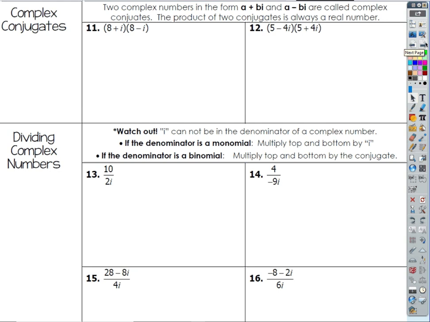Okay, so moving on for today then. That was good to go through a hard problem like that. The big topic for today is the last arithmetic operation we haven't talked about. We talked about adding, subtracting, and multiplying. What's left? Dividing. Right? We got to know how to divide complex numbers.